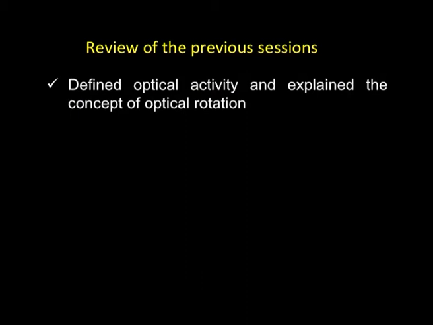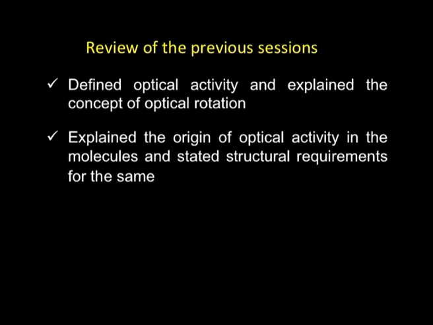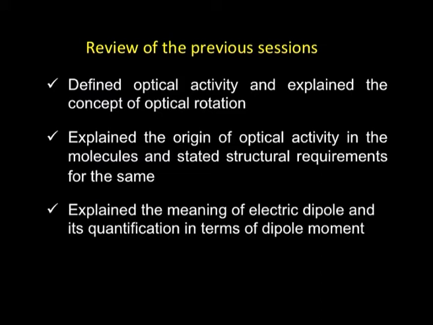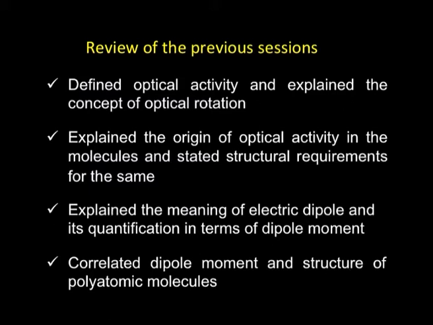Let us begin by recalling what we have done so far. You remember that we started by defining what is optical activity and explained the concept of optical rotation, whereby the plane of plane polarized light is rotated by an optically active material. Having done that, we explained the origin of optical activity. That is, we went deeper into the concept and saw how we rationalize the optical activity of materials. Then we also tried to correlate that with the structural requirements for the same. Thereafter, we moved on to the concept of electric dipole and the quantification of the same in terms of dipole moment. And then we correlated the dipole moment and the structure of polyatomic molecules.